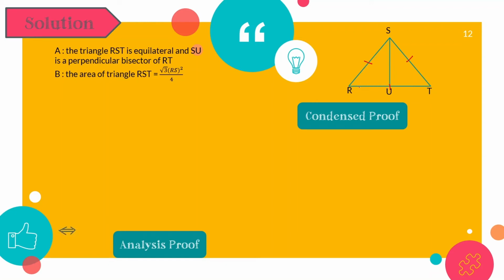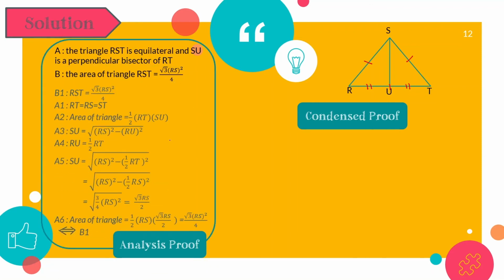Basically, it has the same length on all sides, and as you make a perpendicular bisector, RU and UT will be the same length. So the conclusion here is the area of triangle RST is equal to root 3 RS squared over 4. And we got B1. B1 is we just take the area of RST equal to root 3 RS squared over 4.